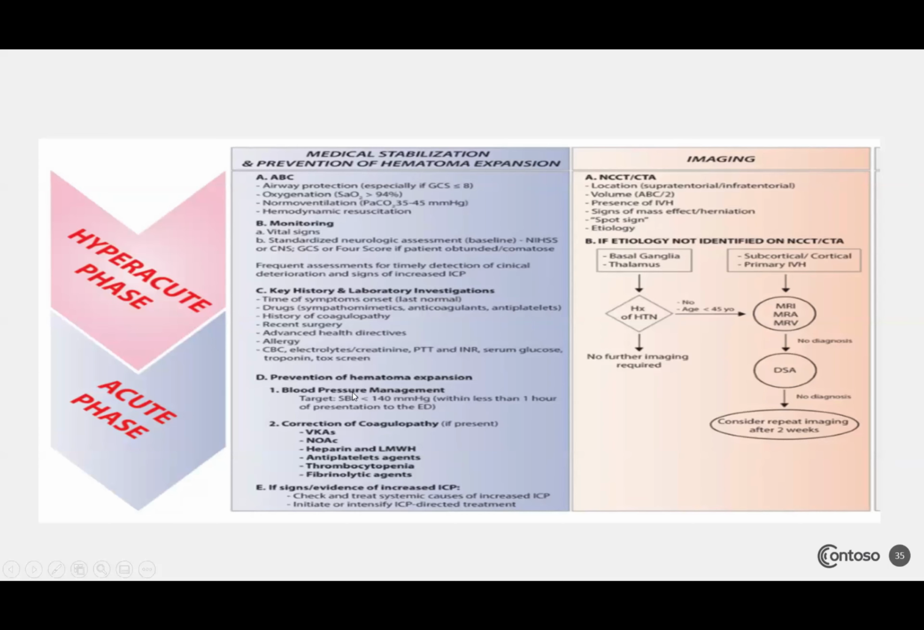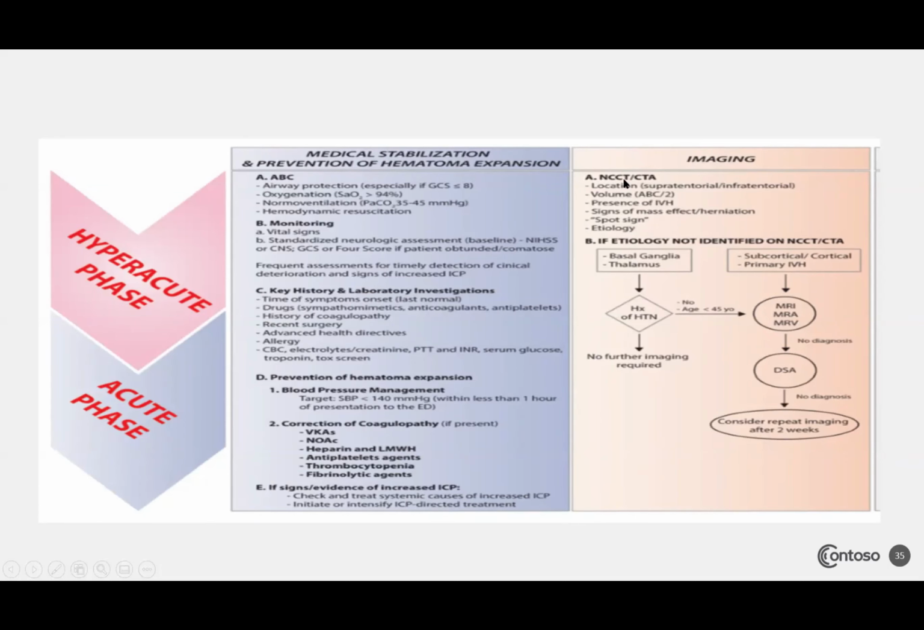Prevention of hematoma expansion: we said manage blood pressure, blood pressure, blood pressure. Correction of coagulopathy: vitamin K, and for anticoagulation, NOACs, heparin, or low molecular weight heparin, antiplatelets. We said we will not give platelets unless the patient will go to OR. Fibrinolytic agent, as we mentioned in the last lecture. If there is any sign or evidence of increased ICP, check and treat the ICP, and ask neurosurgery if they want to go for surgery based on what we discussed.